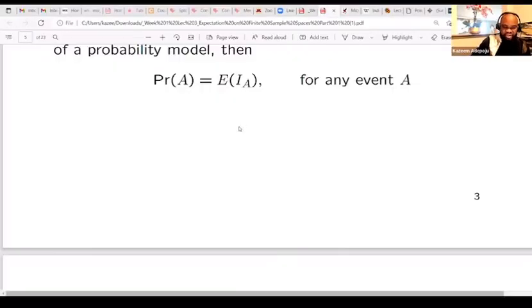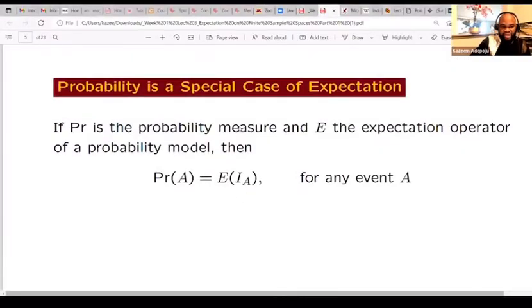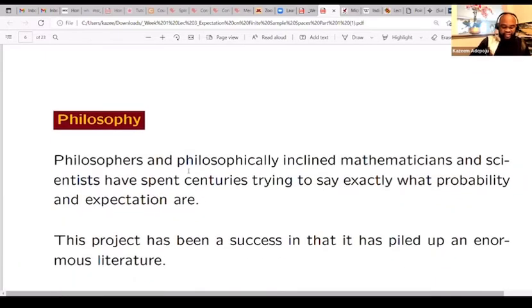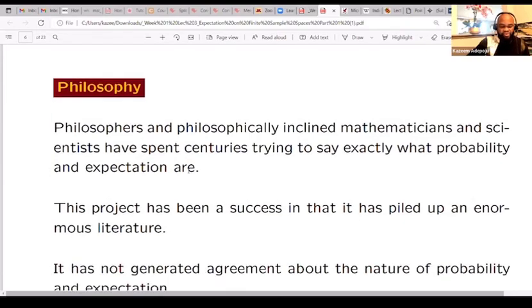Okay, so I'm going to go back to the lecture material now because we've already achieved this. What we are trying to say is that probability is a special case of expectation, and that is exactly what we just derived. Now the next item on the list is philosophy. What do we want to learn here?